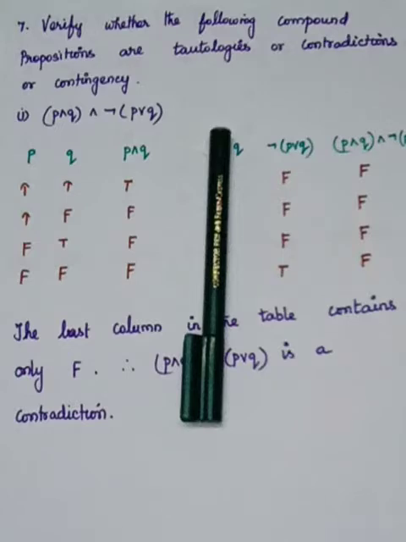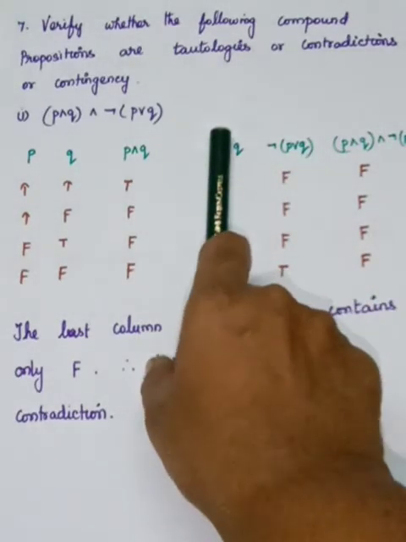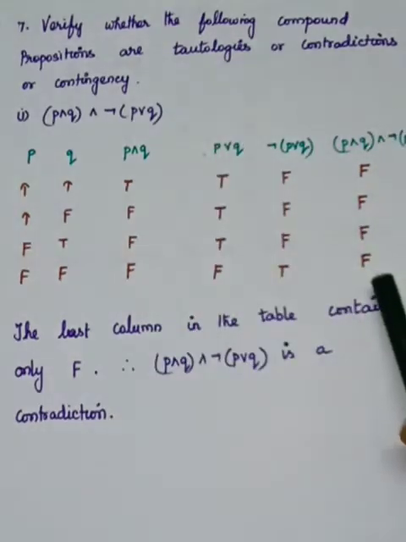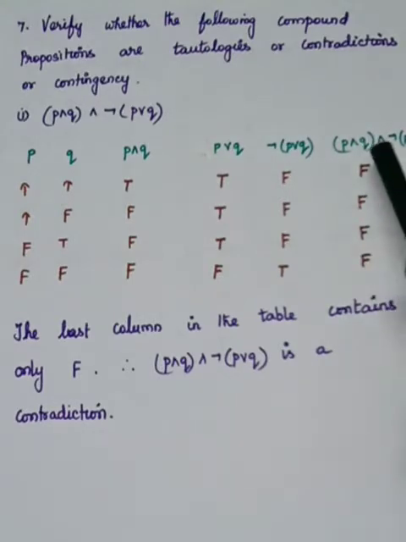So we have completed the truth value for the compound statement. Look at this: the entries in the last column corresponding to this compound statement contain only F. Therefore it is a contradiction.